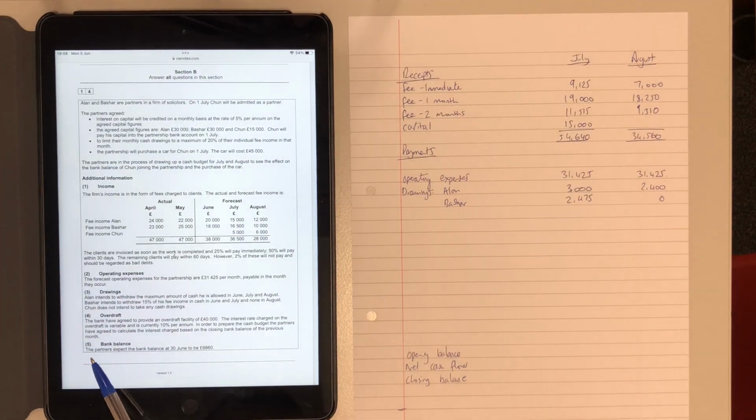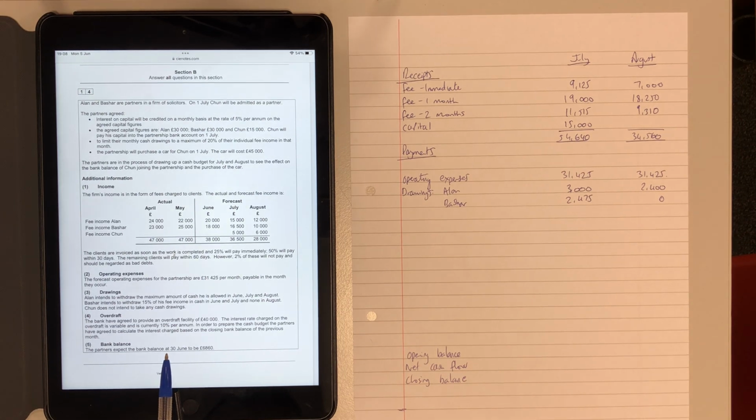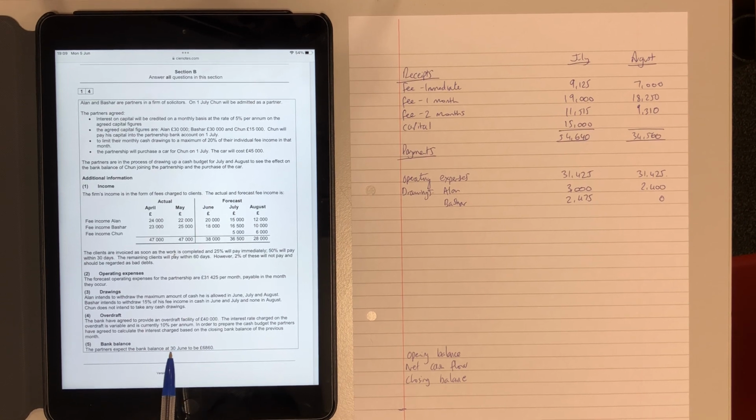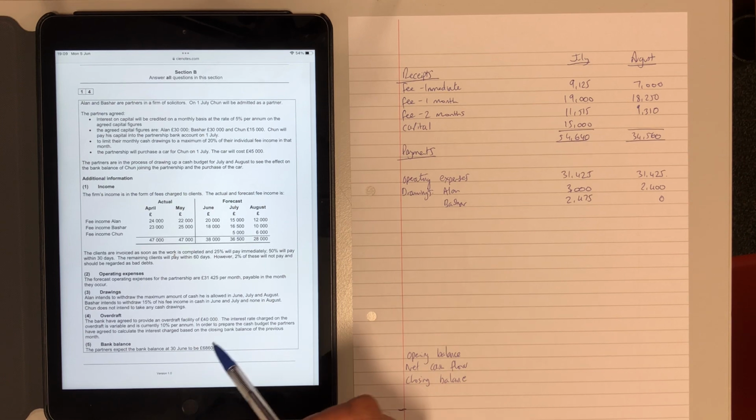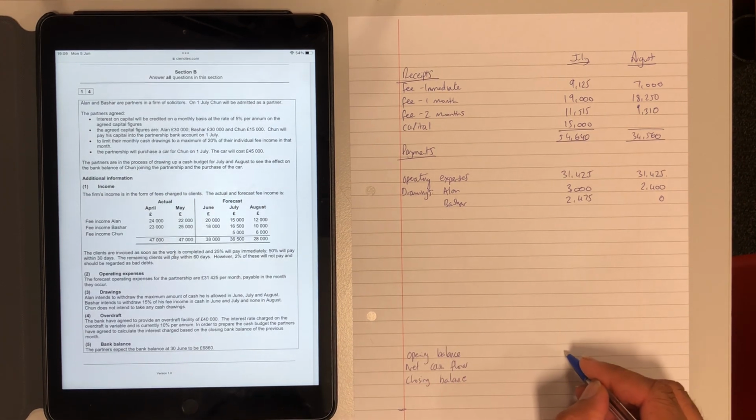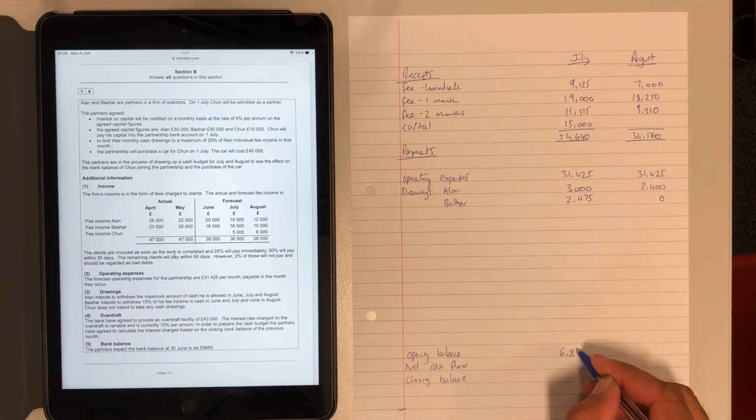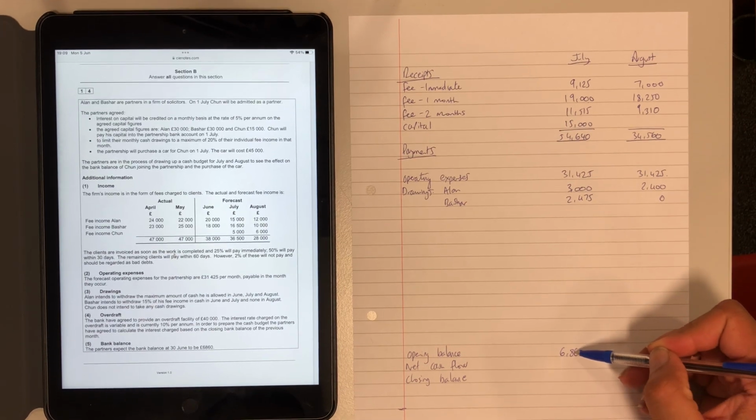Point number 5 mentions that the partners expect the bank balance at 30th June to be 6860. So that will be the opening balance. That's the end for June. That will be the opening balance for the month of July. So that 6860 will be over here. So that's the opening balance.